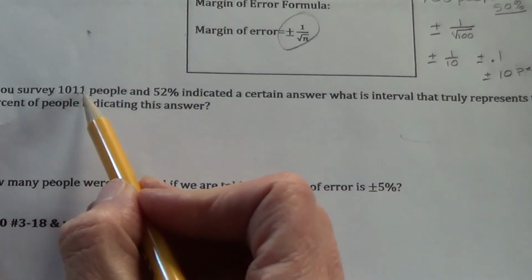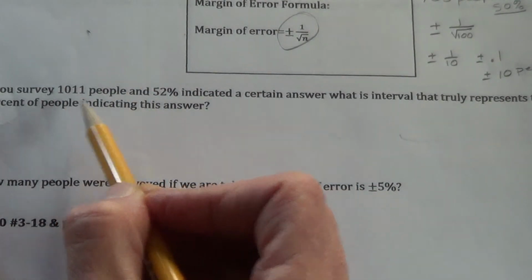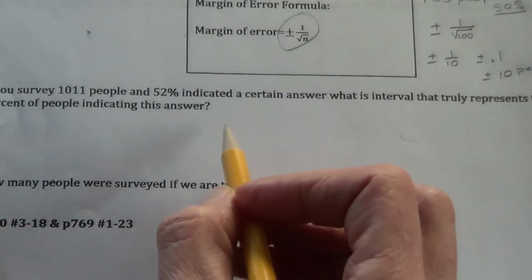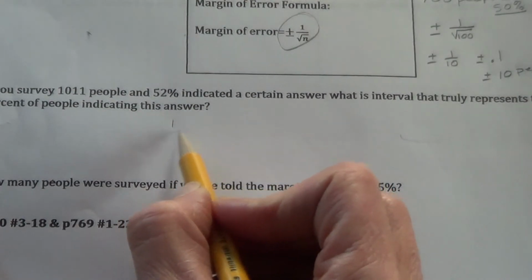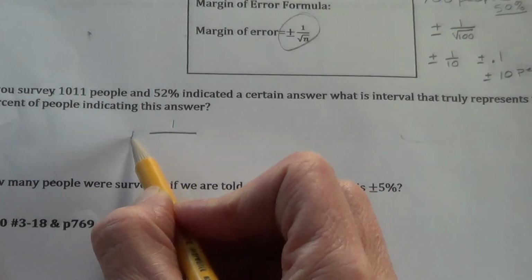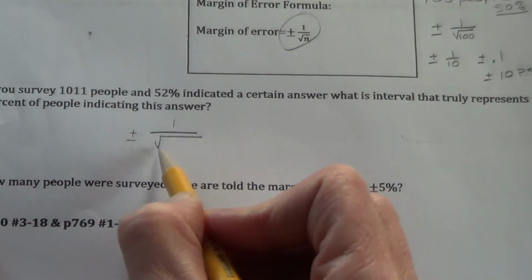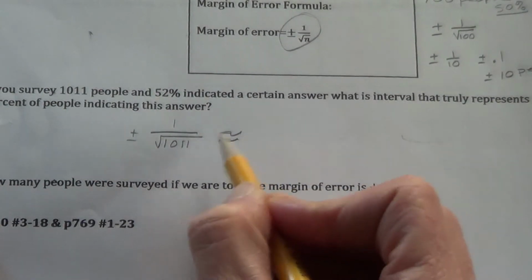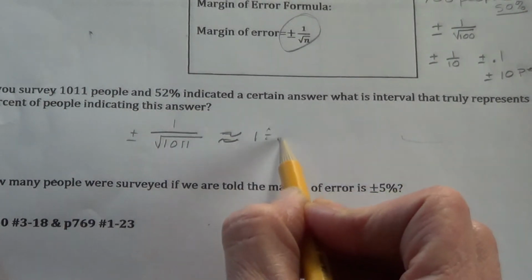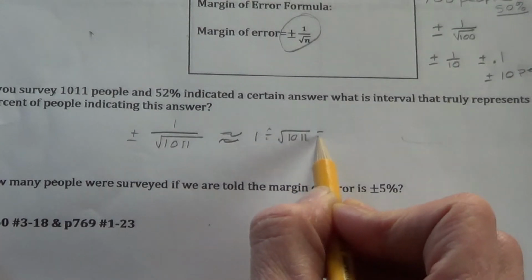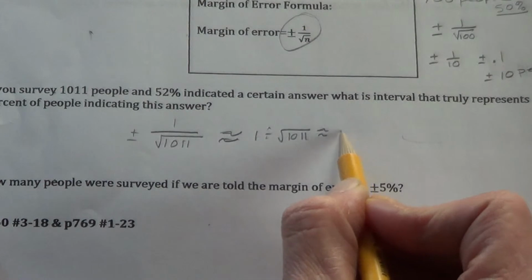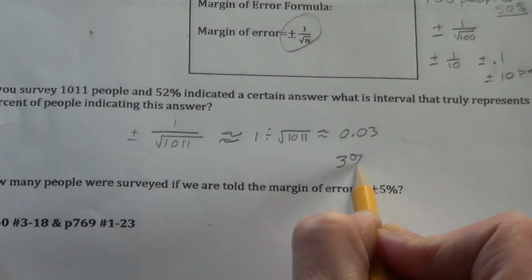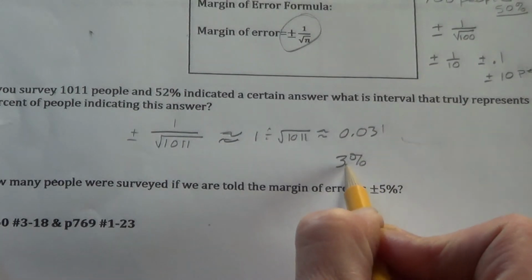Now if we survey over 1,000 people, and 52% indicate a certain answer, then what's the margin of error on that? Well, that would be 1 over, again, our population sample, square root, 1011, and that equals approximately, put it in a calculator and divide 1 by square root 1011, and you'll have to round it off, it's approximately 0.03, so it's approximately 3%. We could go one more if you wanted, 3.1.